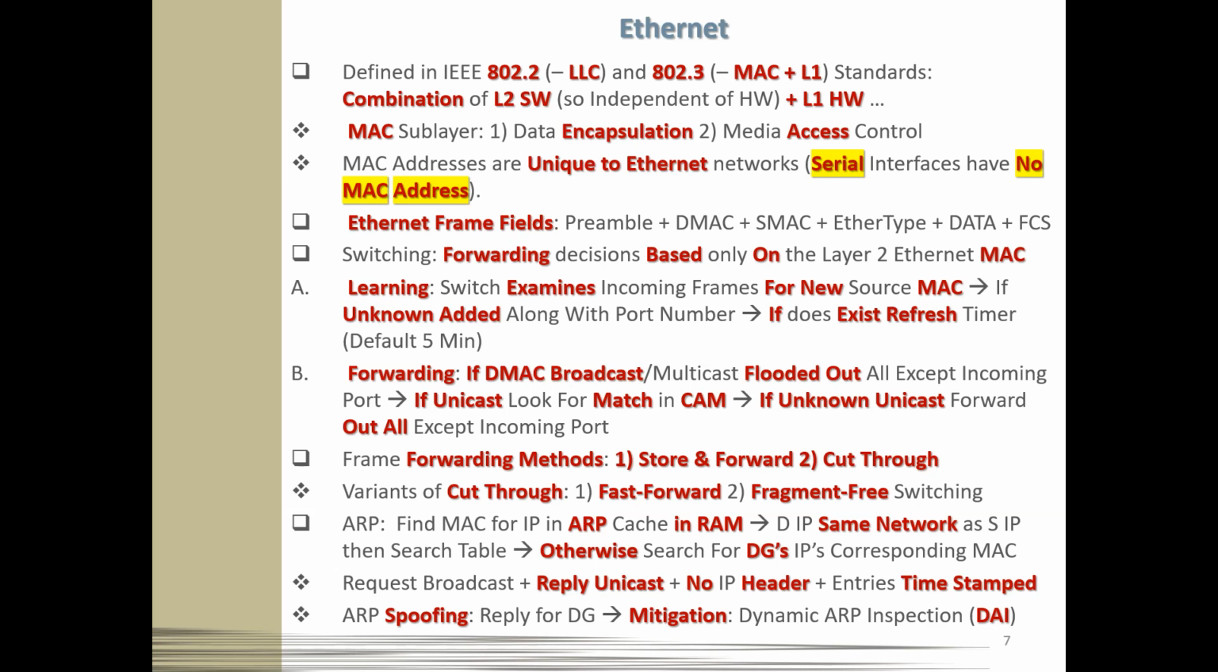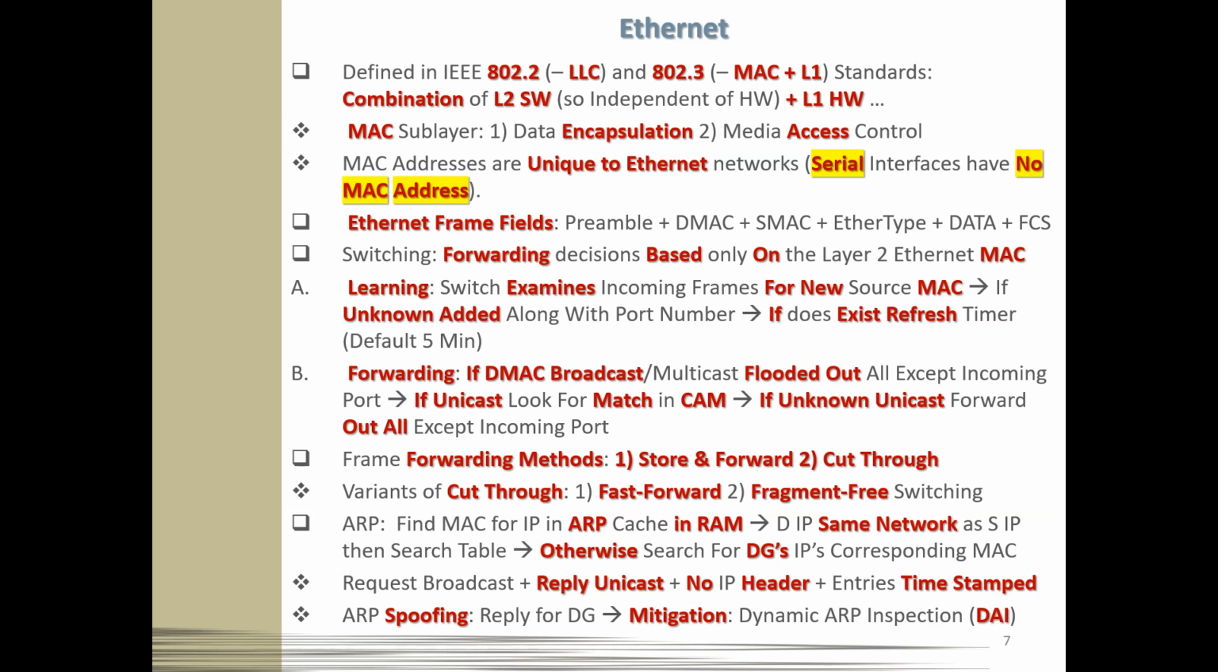The first 8 bytes of the frame are used in order to get the attention of the receiving nodes, preamble and start frame delimiter fields, preamble for 7 bytes, and SFD or start frame delimiter for 1 byte. So these two fields are used for synchronization purpose between the sending and receiving device.